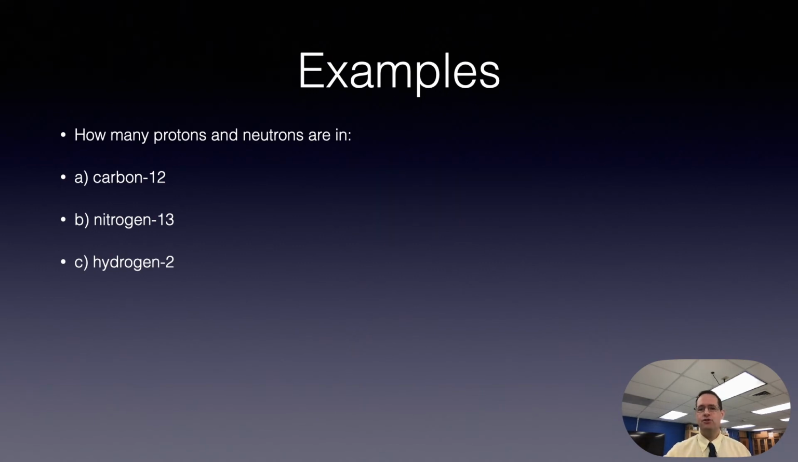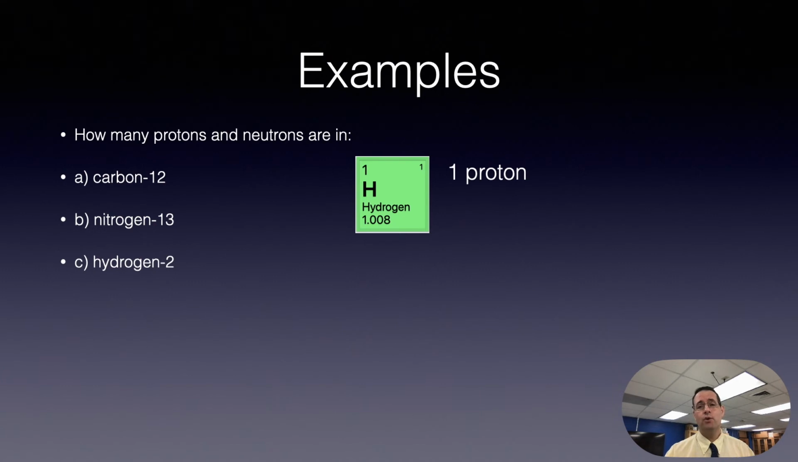How about hydrogen-2, okay? So hydrogen is element number 1. I found it. This therefore has 1 proton, and you want to calculate the number of neutrons by subtracting the mass number. The mass number is 2, subtract the 1 proton, you get 1 neutron left over. So hydrogen-2, otherwise known as deuterium or heavy hydrogen, contains 1 proton and 1 neutron.